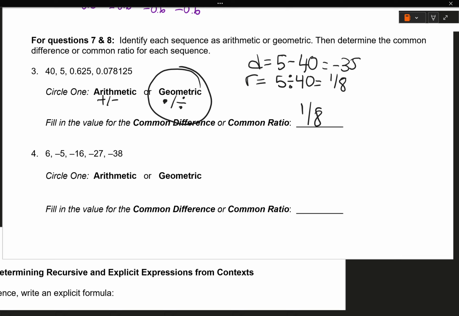Number 4. Let's test to see if it's arithmetic. If not, then it's geometric. There's only 2 options. Well, if it's arithmetic, it has a common difference, which means we will do second term minus first term. And I get negative 11. So it's telling me if this is arithmetic, I'm subtracting 11 every time to get from one term to the next. Test it out. Does that work? It does. Very good. It's arithmetic, and our common difference is negative 11.